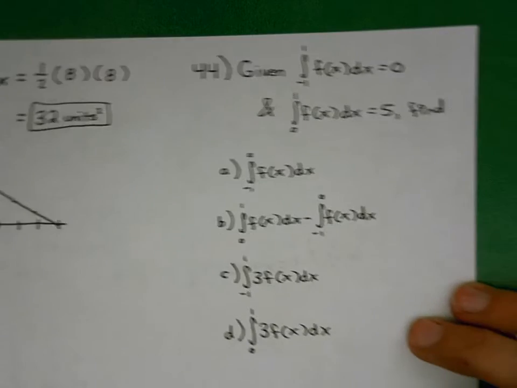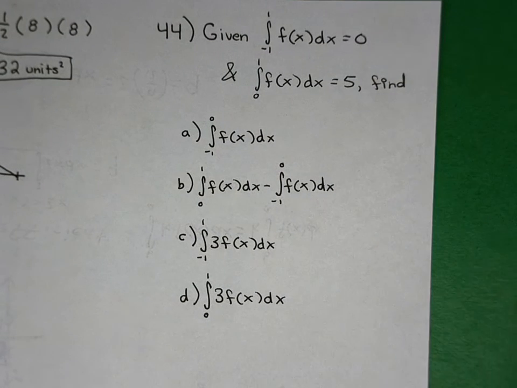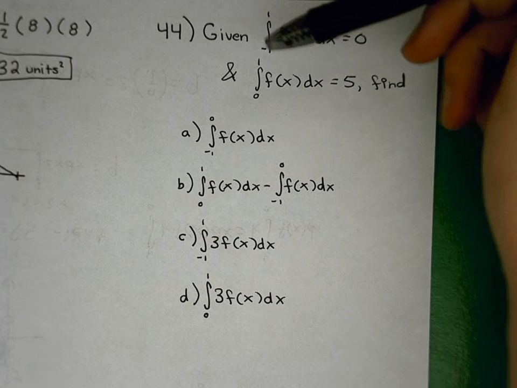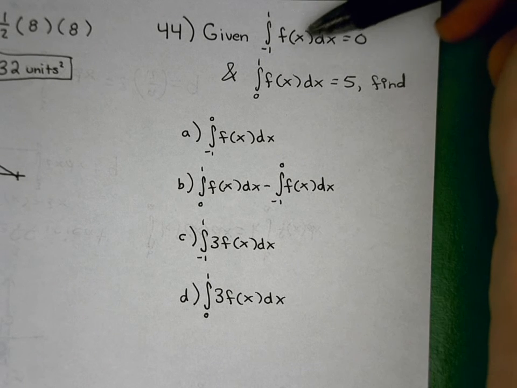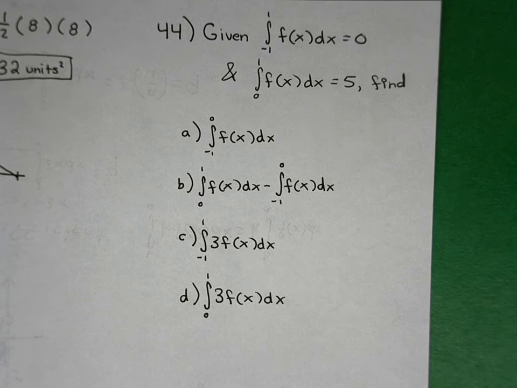Okay, the other one I picked for 4.3 here is number 44, just to look at some of the properties that we learned. In number 44, we are given two facts. We are told that the integral from -1 to 1 of f of x is 0. And I don't actually know what f of x is, right? It could be a triangle, semicircle, rectangle, some combination of those shapes.